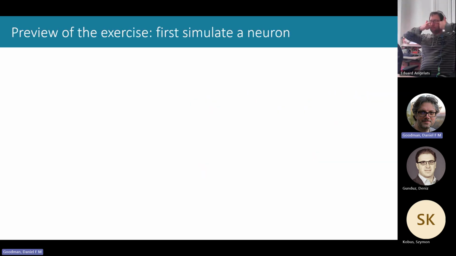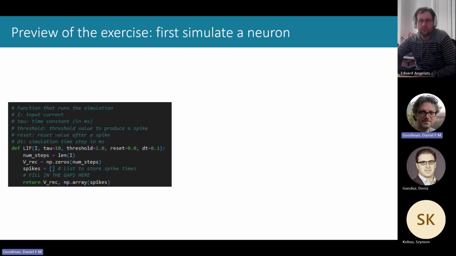Okay. All right, so I'm almost done with this section. I'm just going to briefly preview what's going to be in the exercise. So it's going to look basically something like this. If you open up the Colab notebook, you'll see that there's a template that has a few different functions that look something like this, right?